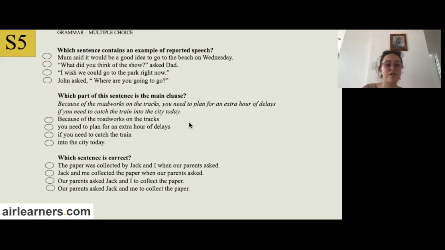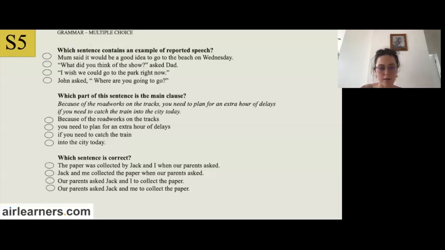So here you can just take out each individual part of the sentence, and if it makes sense by itself, that's the answer. Because of the roadworks on the tracks, that doesn't make sense by itself. You need to plan for an extra hour of delays. That could make sense by itself. If you catch the train, nope, doesn't make sense by itself. Into the city today, again, doesn't make sense by itself. So because you need to plan for an extra hour of delays makes sense as a standalone sentence, we know that the answer is number 2.